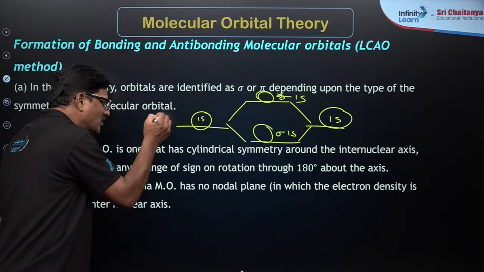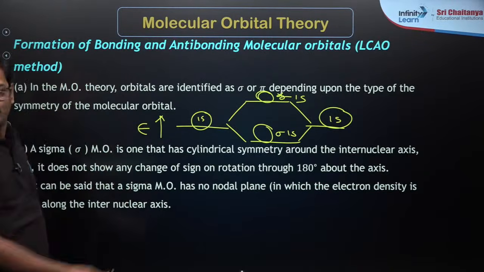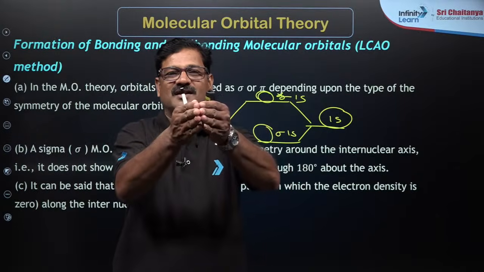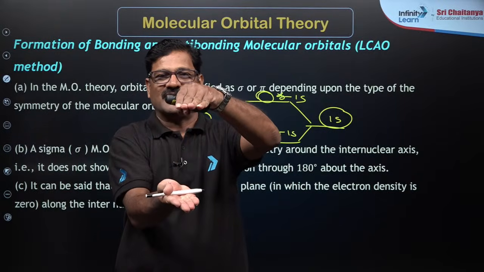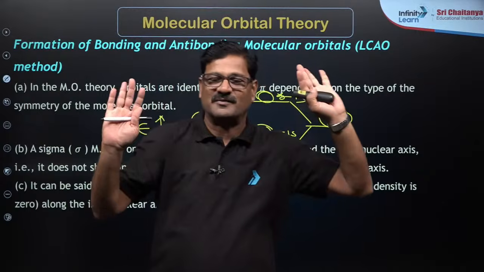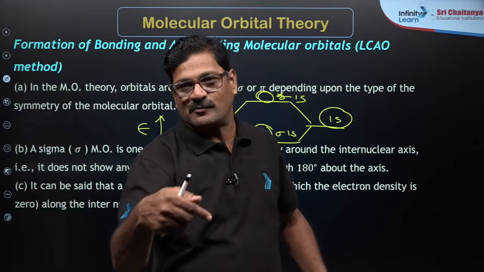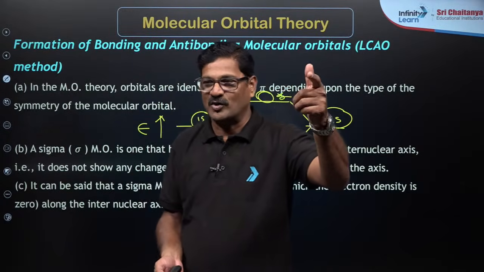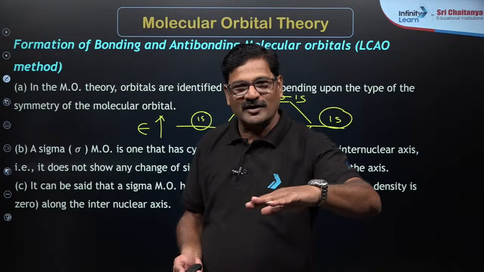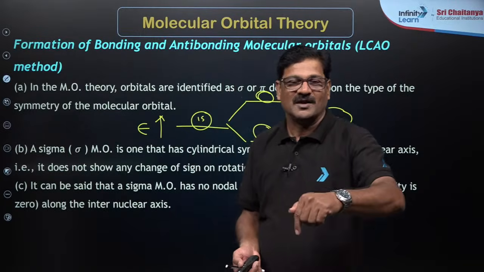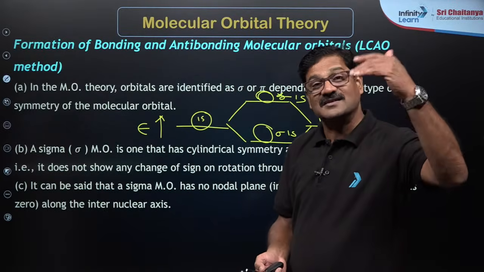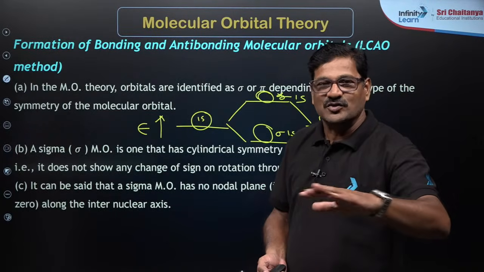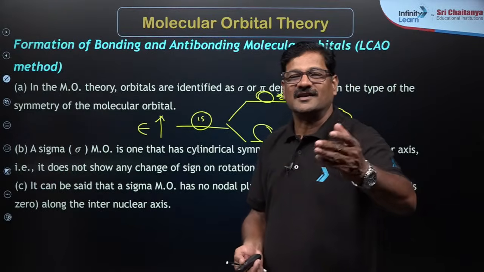So let us take the energy scale here. Simple one thing: two atomic orbitals combine and give rise to one set of low energy orbitals and another set of high energy orbitals. Low energy orbitals are called bonding molecular orbitals and high energy orbitals are called anti-bonding molecular orbitals. So bonding molecular orbital has less energy, more stability, and anti-bonding molecular orbital has high energy, less stability. It is a universal fact: energy and stability are inversely proportional.